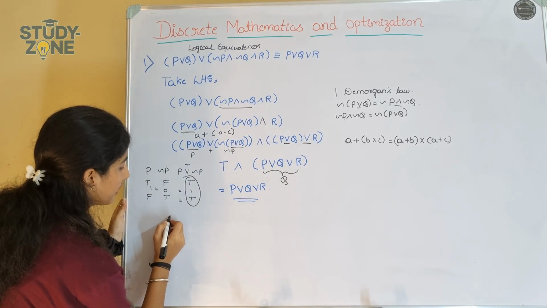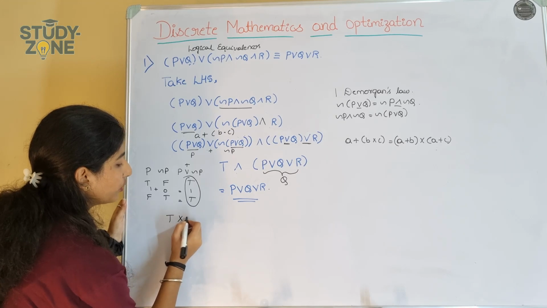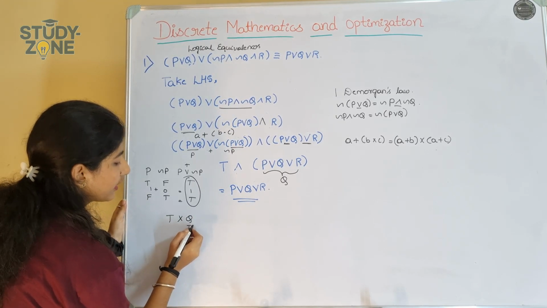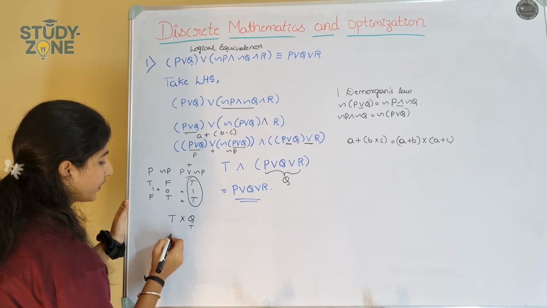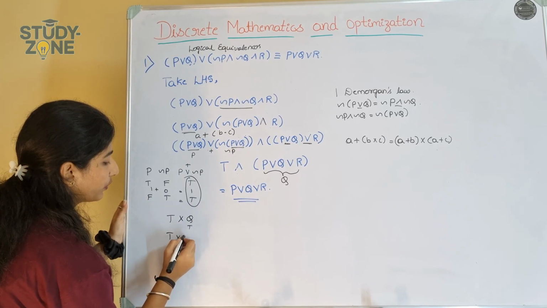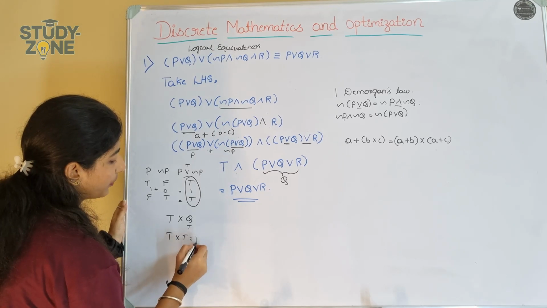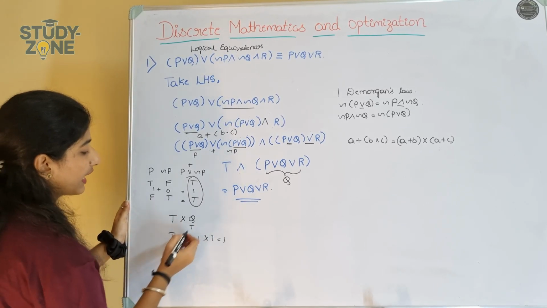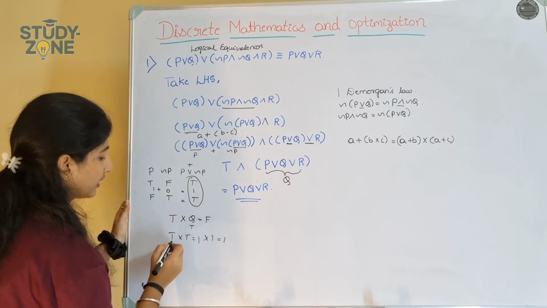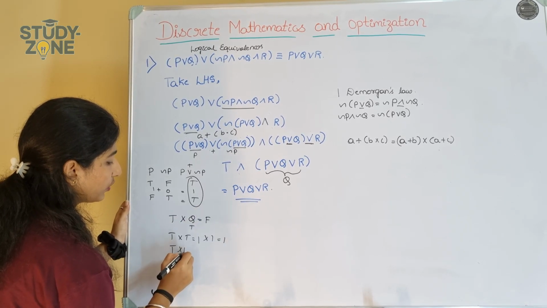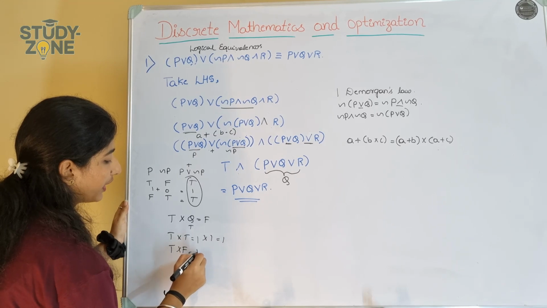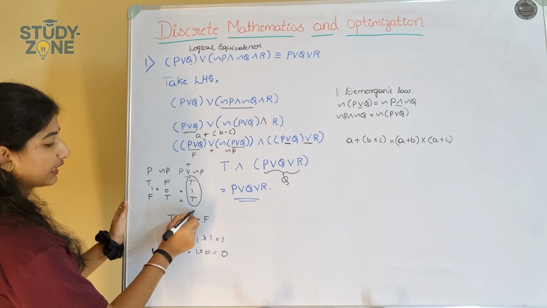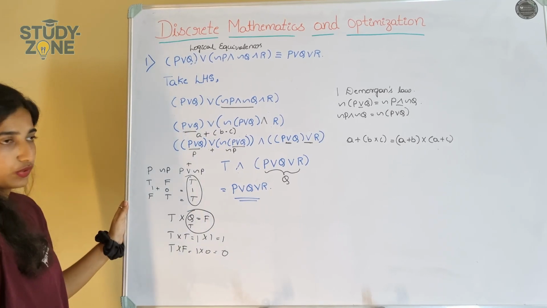Now apply the truth table, that is P true into Q. First take P as true. True into true, which means 1 into 1, and 1 into 1 will be 1, no problem. Then take Q as false, that is true into false, which means 1 into 0. 1 into 0 is 0. So it is completely dependent on Q, right?